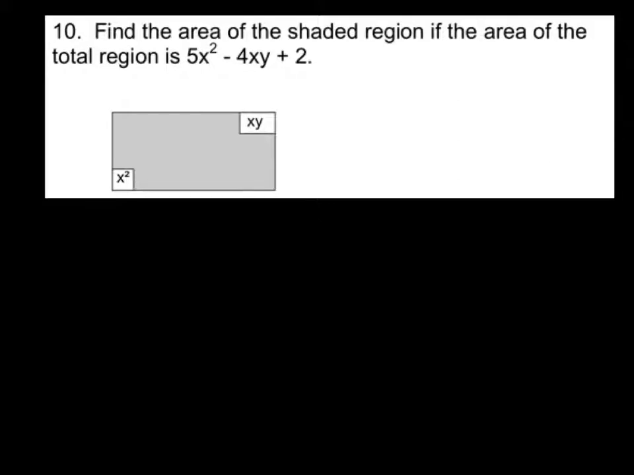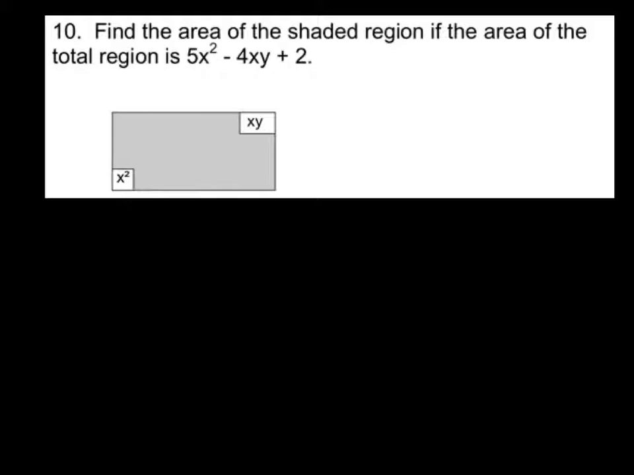So this problem is similar to the last one. It tells us that they want us to find the area of the shaded region if the area of the total region is 5x squared minus 4xy plus 2. So they're telling me the entire rectangle's area is 5x squared minus 4xy plus 2. However, they want us to find just this shaded region. Notice these two little white pieces in the rectangle. In order to find the shaded region, I would need to subtract those from the total area, which is what I'm going to do.